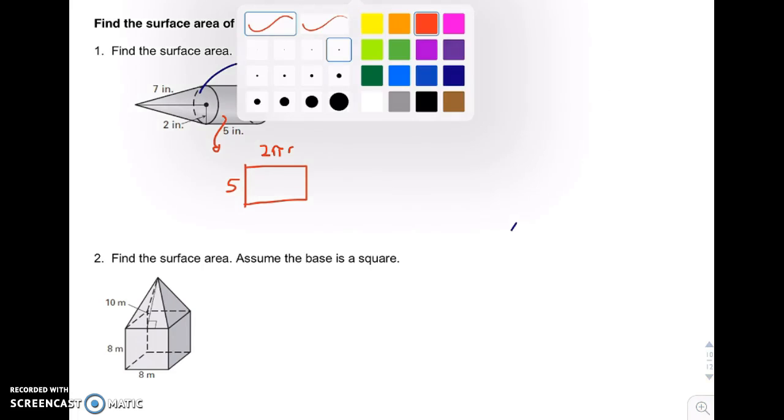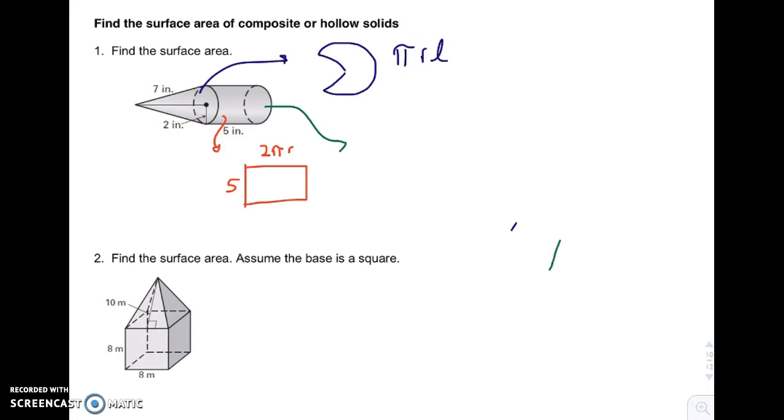And then finally we have a circle, and the circle has a radius of 2, and of course we'll just use the formula pi r squared for that. So there's no one way to do it. You just have to break them into the shapes and add them together.